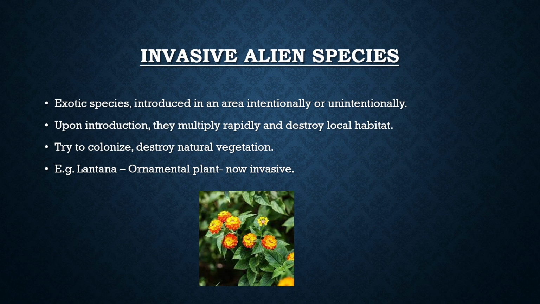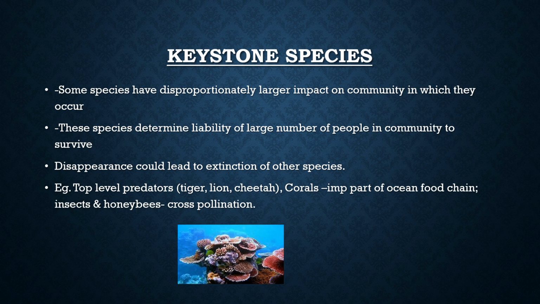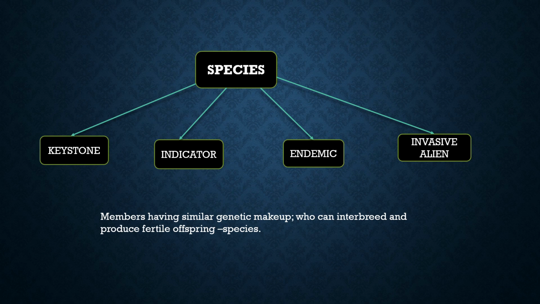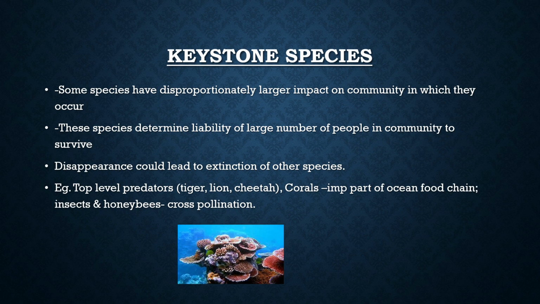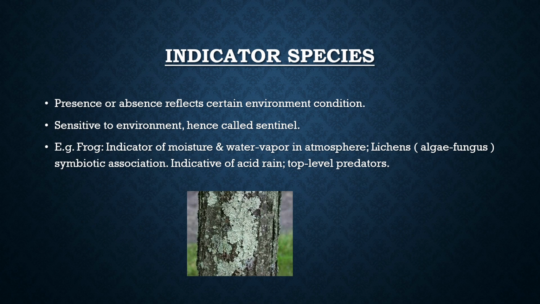So this is all we have about species, the four types of species, and we have covered them in detail. And the remaining topics we'll see in the lectures coming up next.